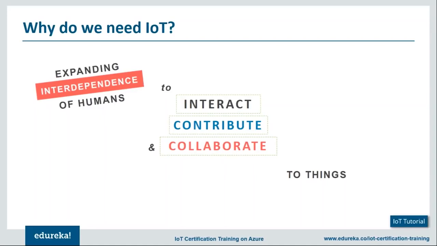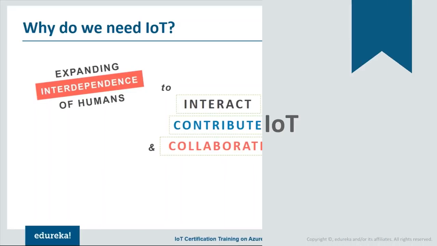If we can expand this interdependence to interact, collaborate, and contribute with respect to the different things around us, then we would be building a proper Internet of Things environment. This would be a much safer, secure, effortless, and time-saving environment in existence.